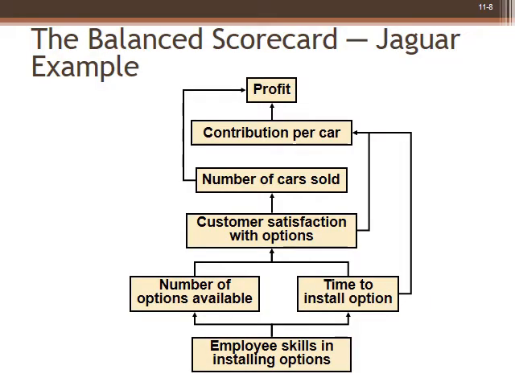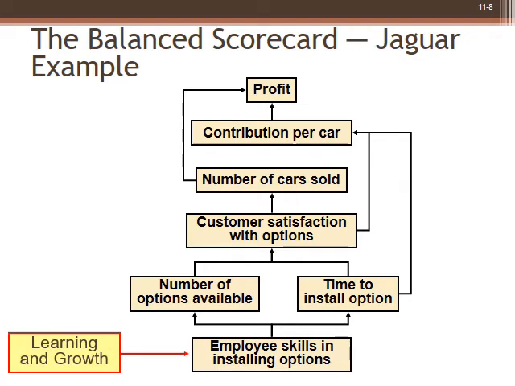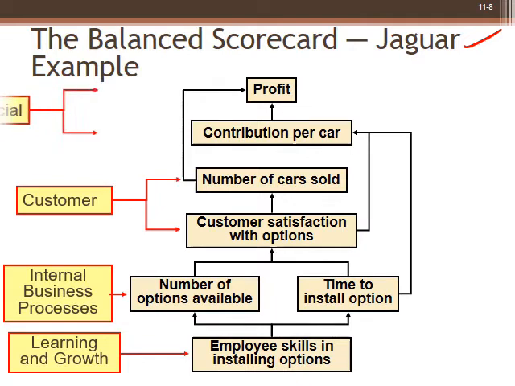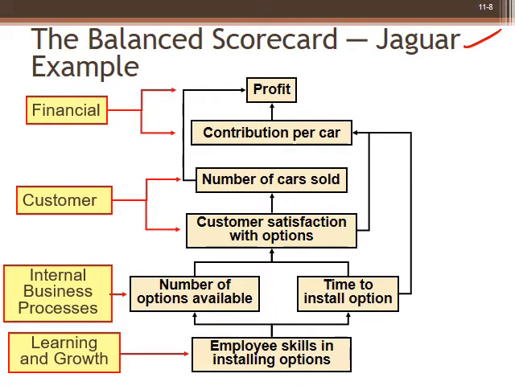So we have an example here. Assume Jaguar pursues a strategy as shown on this slide. Examples of measures that Jaguar might select, with their corresponding cause and effect linkages, are shown in the figure. So here in the figure, the employee skill in installing options will reduce the time to install the option, and the number of available options will also be increased, which increases the customer satisfaction.